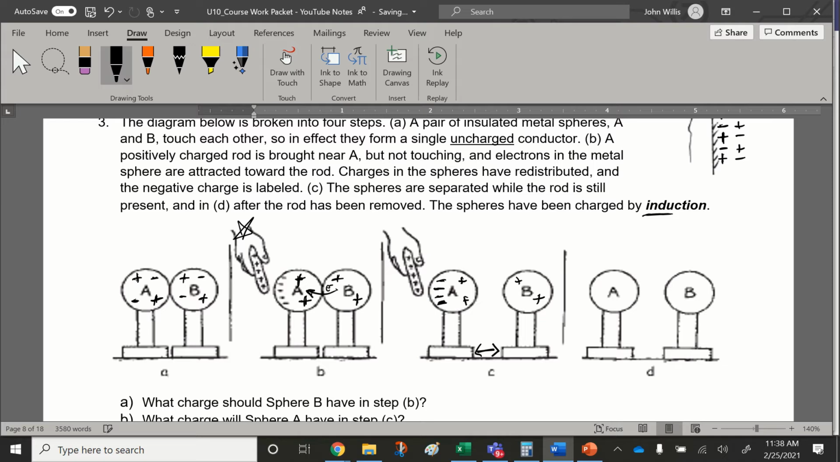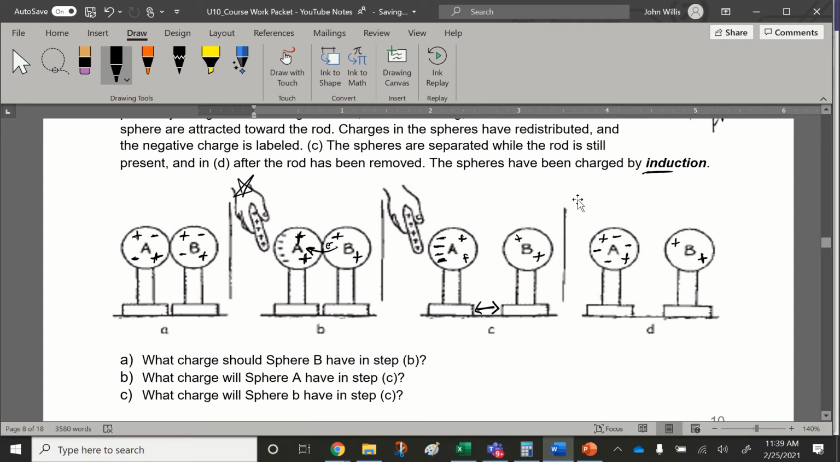Now sphere B is separated from the electrons it originally had, and once these electrons are allowed to reshuffle on that new surface, you've got more negative charges on sphere A than you had before, and you have fewer charges on sphere B than you had before. So what is the charge on sphere B in step B? It's going to be a partial, not complete, but a partial positive charge, because those electrons migrated over to sphere A when that positive charge was there.